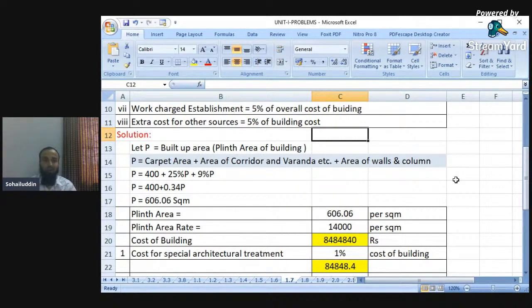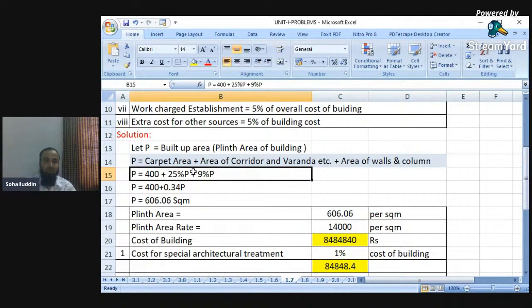But how much amount will be taken by this? So again, the amount is given. How much percentage is taken? Again, it is given in the question. That is 25% of the plinth area will be covered by the corridor and verandas, whereas 9% of the plinth area will be covered by the area of walls and column.